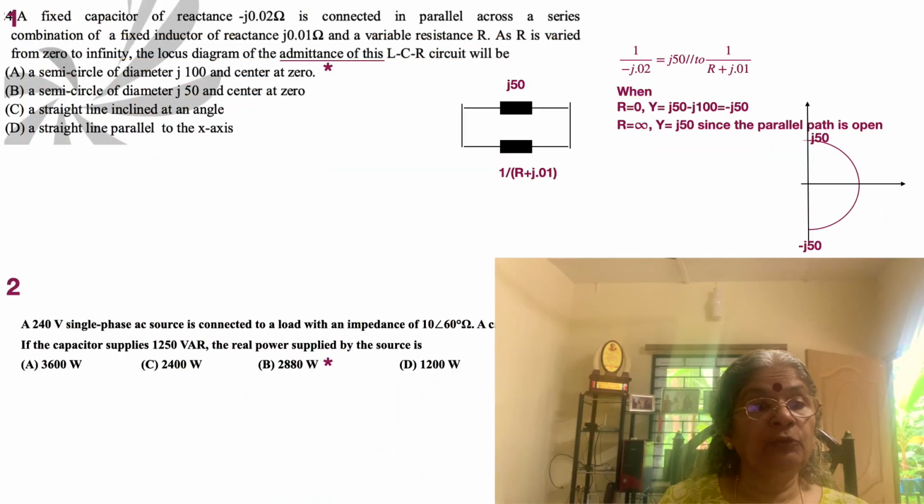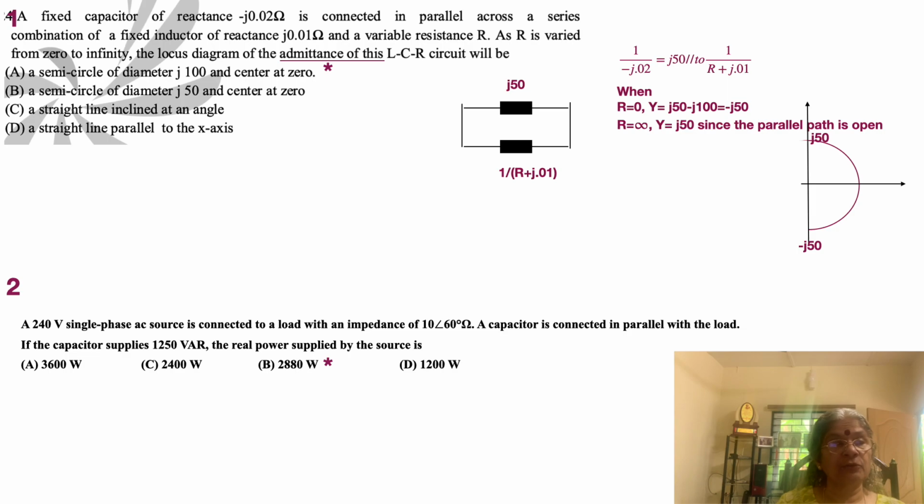Okay, so coming to problem number 2, a 240 volt single phase. So 240 is line to line, when it's single phase. That should be ingrained in our mind. It is connected to a load with an impedance of 10 angle 60. So it has a real component, a resistive component, as well as a reactive component.